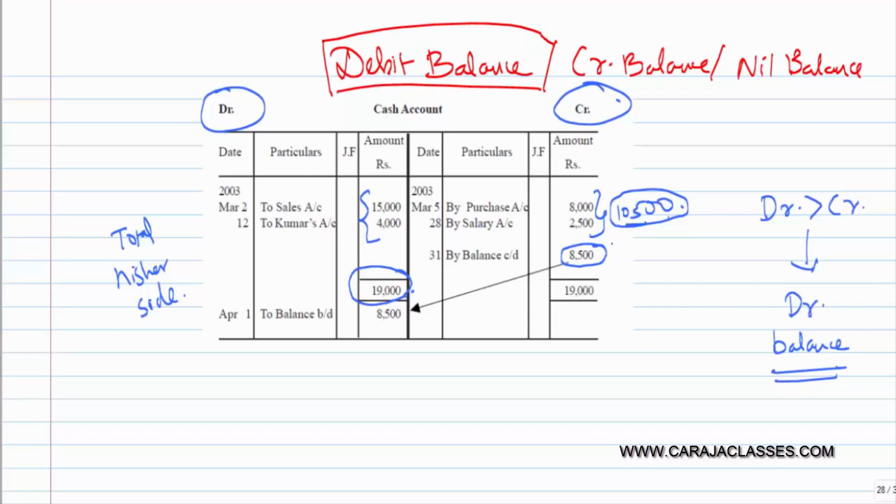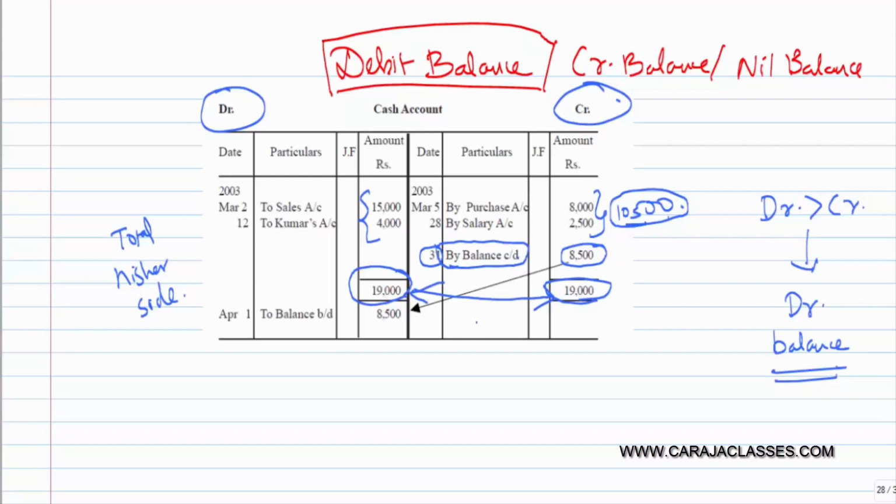Short of amount. So on the credit side, write by balance carry down on the closing date. Here the closing date is 31st. So by balance carry down 8,500. So on the credit side also now the total is 19,000, which matches with the total on the debit side.